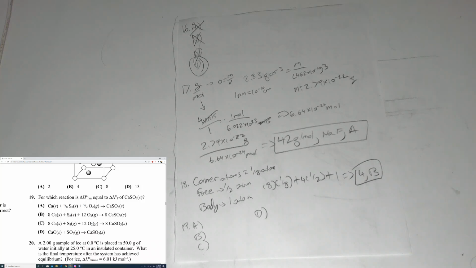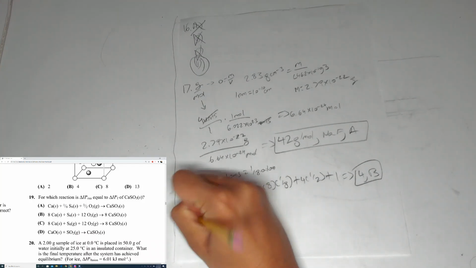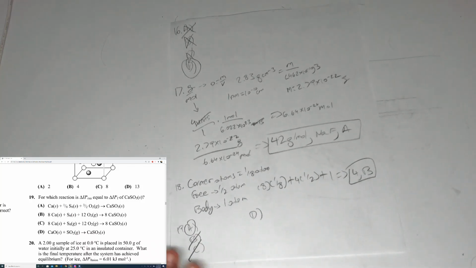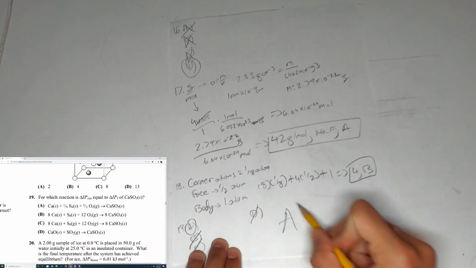A looks good. You're forming 1 mole of product from the elements in their pure state. So A is good. B, you're forming 8 moles of product? No, it must be 1 mole. Same thing goes for C, so you can cross them out. Let's go with D. No, the reactants are not elements in their pure form, so you cross out D. And the answer is A.